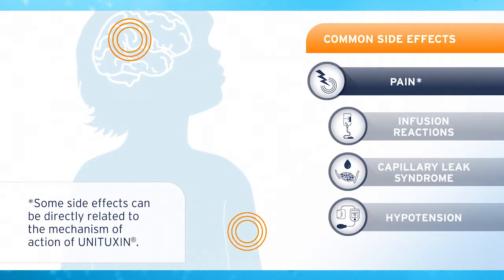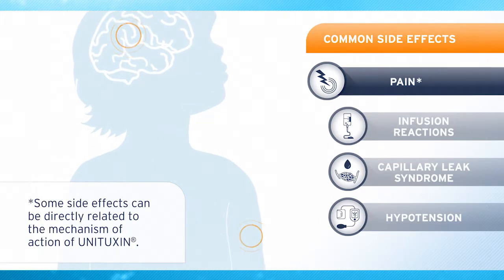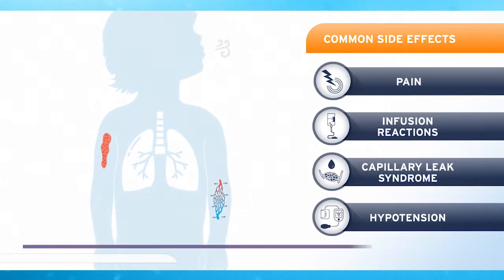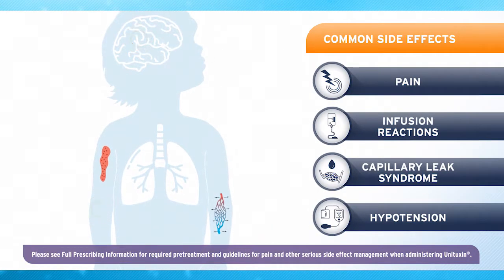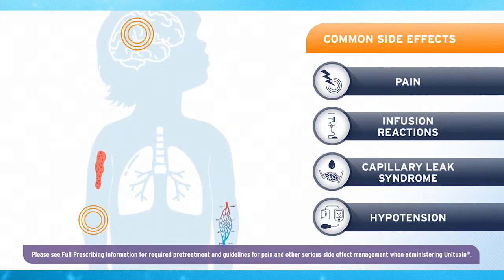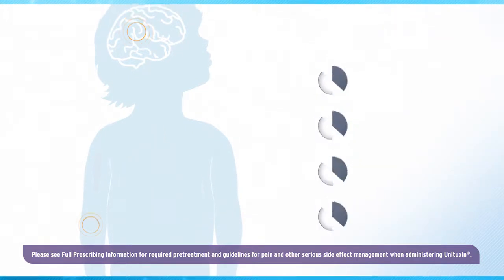Some of these side effects can be directly related to the mechanism of action of the Unituxin, while some are related to the immune response. Given these expected side effects, required pretreatment and guidelines for pain management are included in the prescribing information for Unituxin.